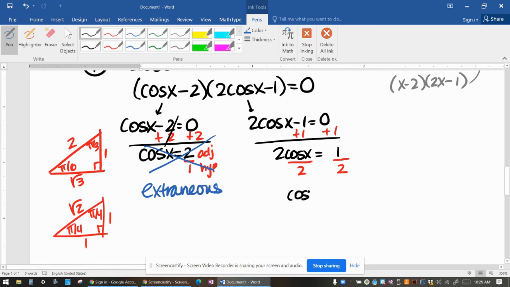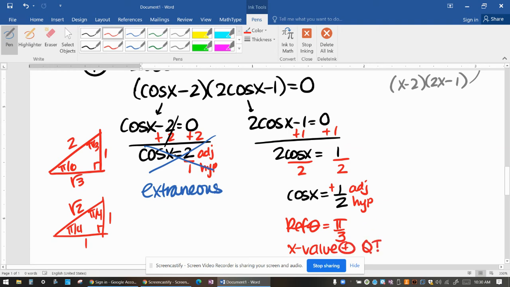So again, I mentioned that I could get 1/2 for adjacent over hypotenuse, but not 2 over 1. And I could get that by using pi over 3 as my reference angle. Now cosine is positive. That means that I'm only looking for the x values to be positive, and x values are only positive in quadrants 1 and 4.